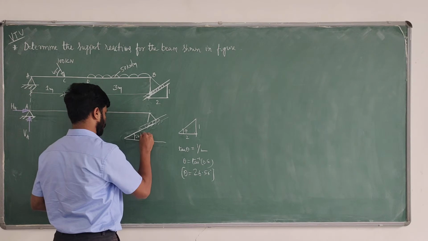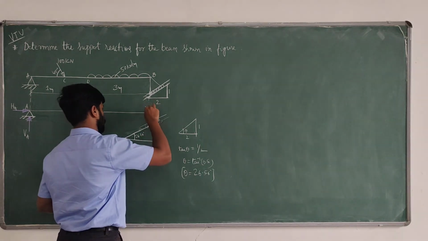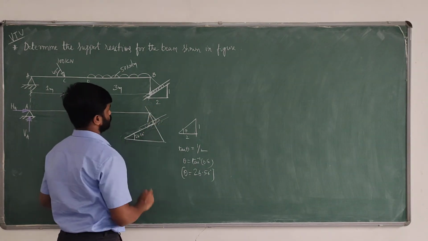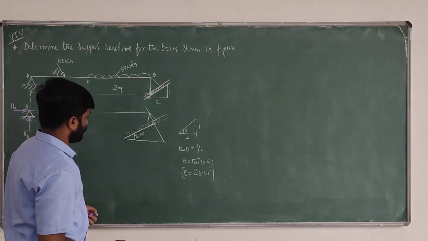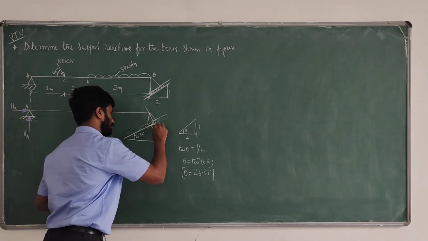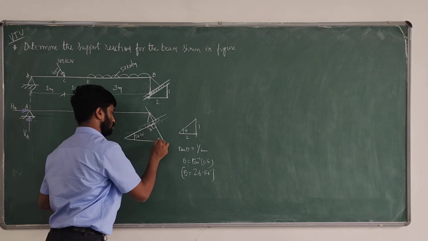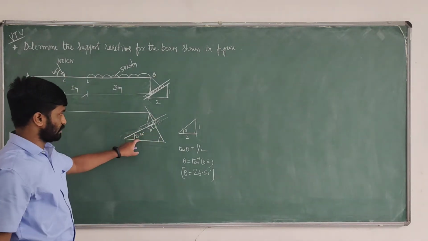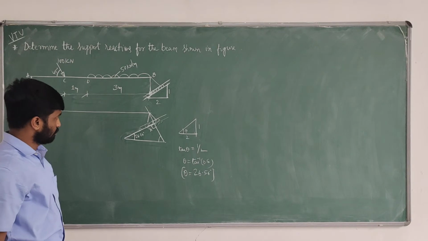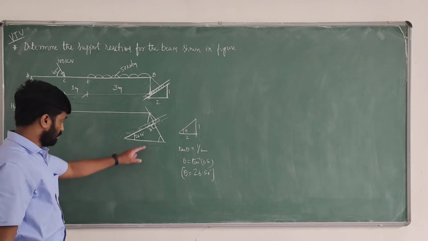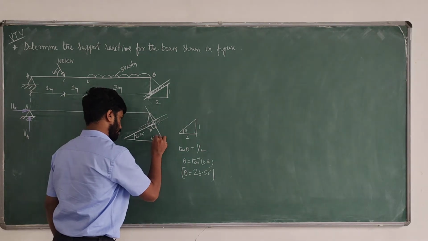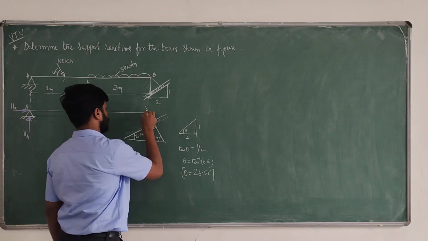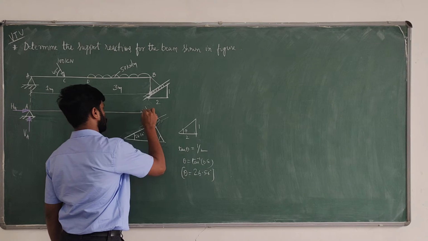So this is 26.56. Then as usual, drop a perpendicular. When you are dropping the perpendicular, this is 90 degree. So what is the remaining angle? 90 minus 26.56, that is 63.4. So you are getting 63.4 here also.